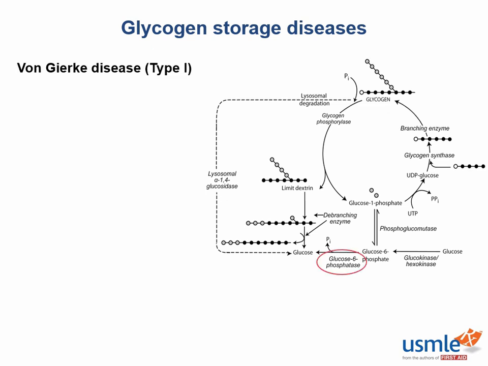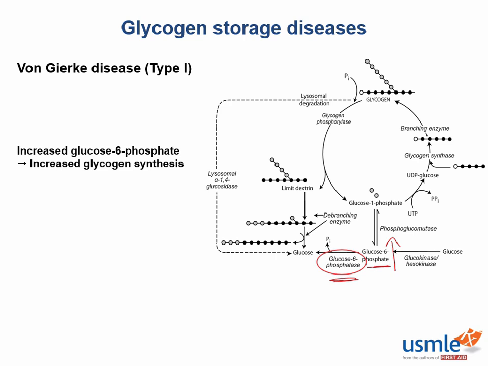Alright, now first up we have type 1 glycogen storage disease, also known as von Gierke disease, and it's caused by a deficiency in the enzyme glucose 6-phosphatase, as you can see here. Now remember, glucose 6-phosphatase converts glucose 6-phosphate into glucose so that it can leave the cell and travel to other parts of the body. So with a deficiency in glucose 6-phosphatase, you would actually see buildup of glucose 6-phosphate. This glucose 6-phosphate is then converted to glucose 1-phosphate and then converted into glycogen.